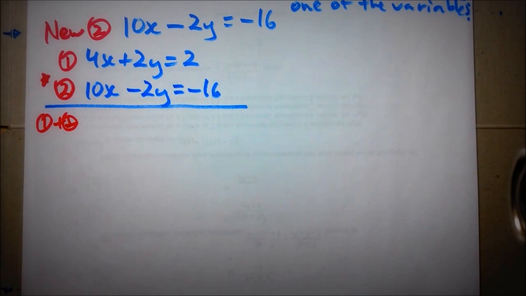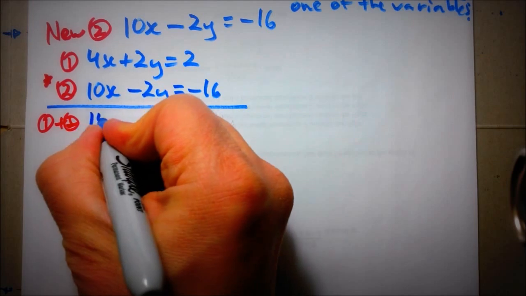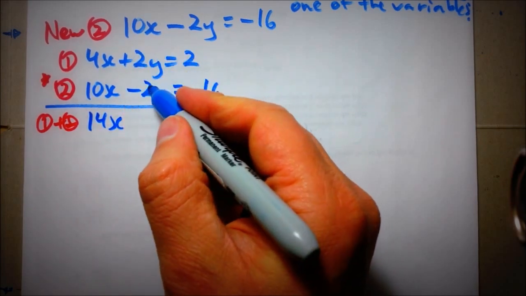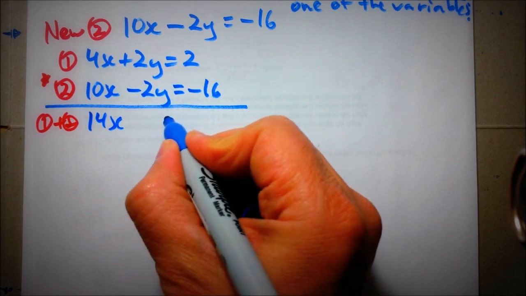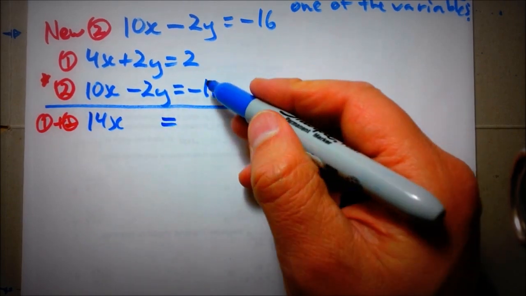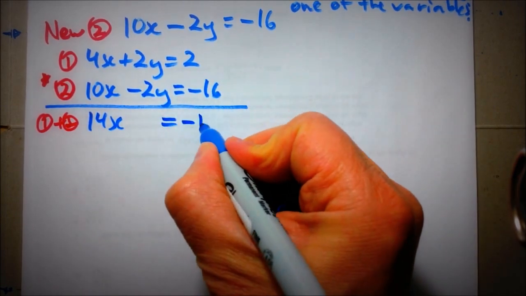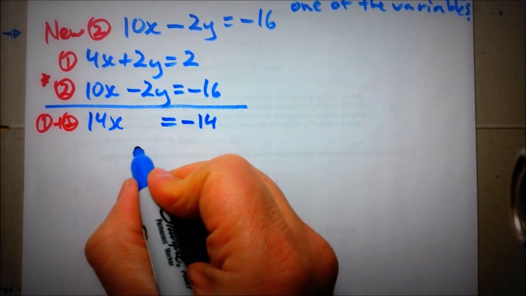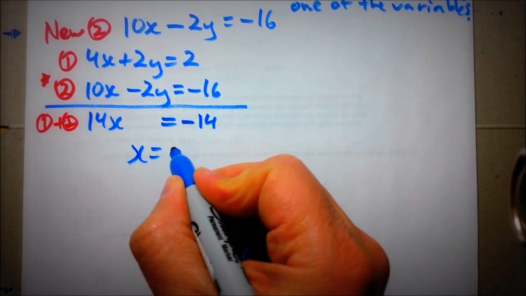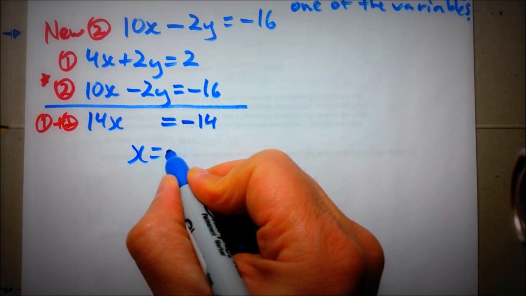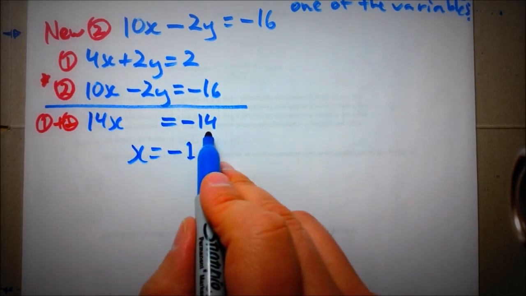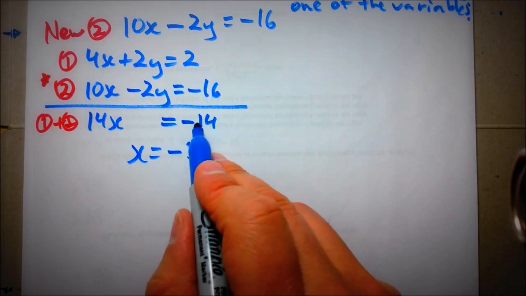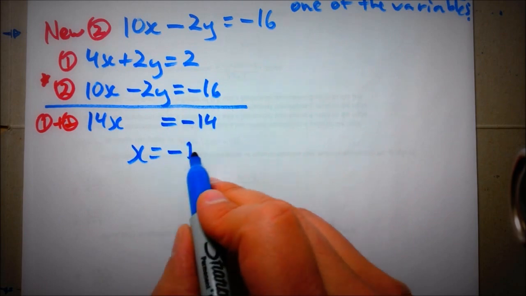Okay, so 4x plus 10x gives us 14x, and 2y plus minus 2y gives us 0, so I won't write it down. 2 plus minus 16 gives us minus 14. And now we can solve for x. So x equals negative 1. The 14 is multiplying here, you move it to the other side, so negative 14 divided by 14 gives us negative 1.